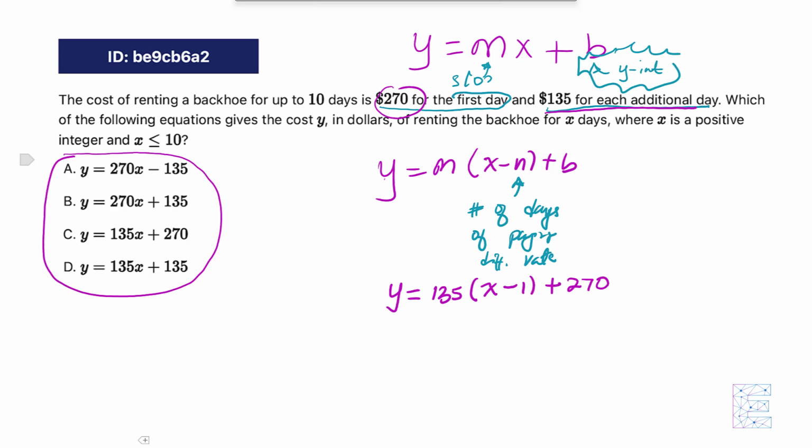So distribute: 135x minus 135 plus 270. We have like terms. These two are like terms. Negative 135 plus 270 is positive 135. That makes D the answer to this question.